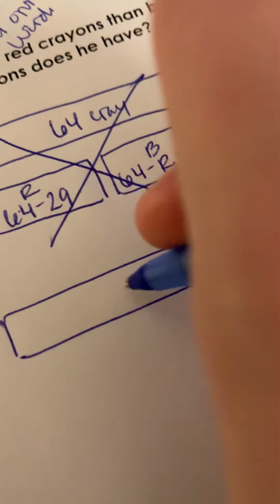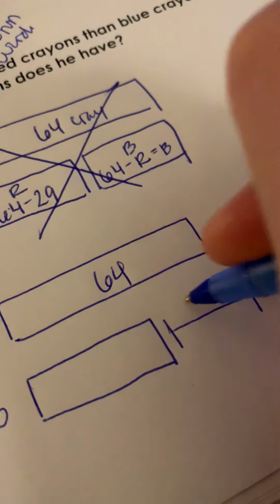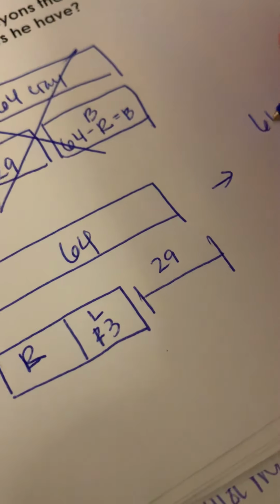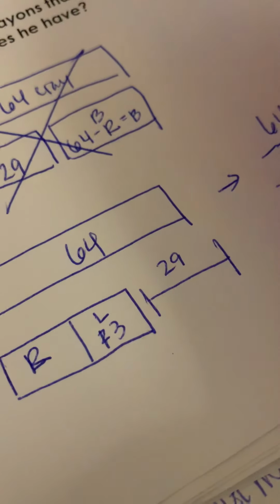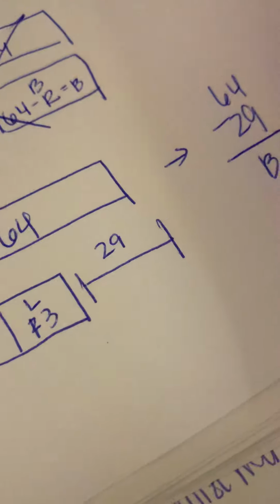Okay, red is 64. Blue is less because there's 29 more red than blue. Great. So then left, he lost. I'm going to do R for remaining. He lost 13. So great. 64 minus 29 gives me blue. And then blue minus 13 gives me the remaining. That's it.